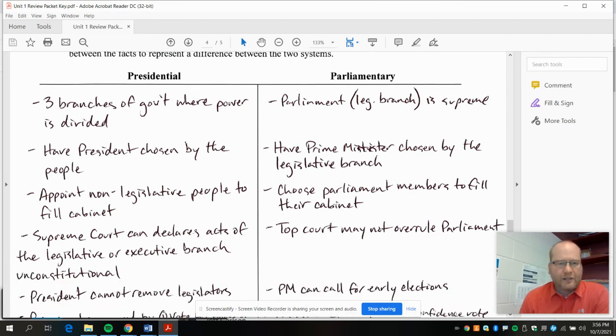In a presidential democracy, the president appoints non-legislative people to fill their cabinet. So their cabinet is full of people that aren't in Congress or part of the legislative branch. In a parliamentary democracy, the prime minister chooses their cabinet from people in Parliament, from that legislative branch. They pick people.